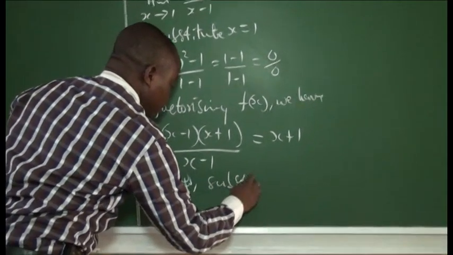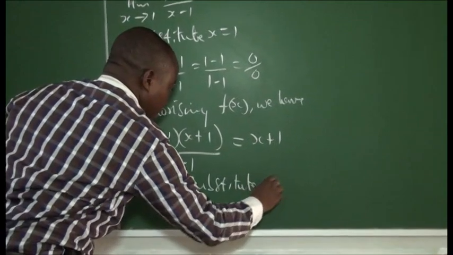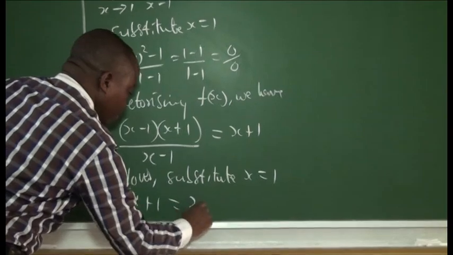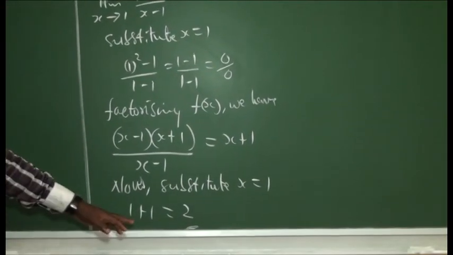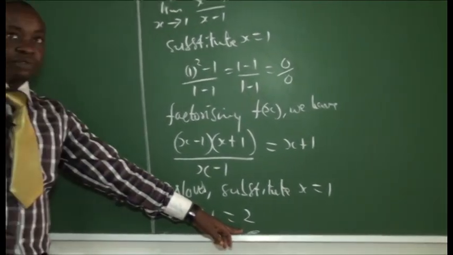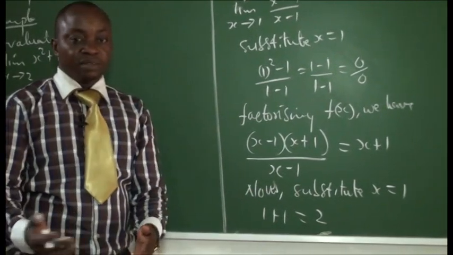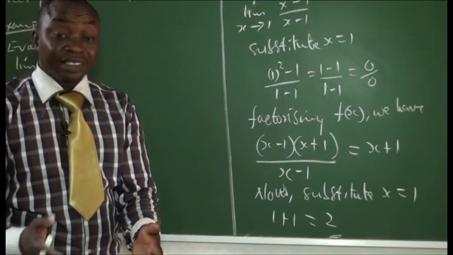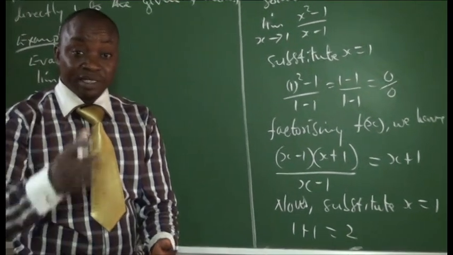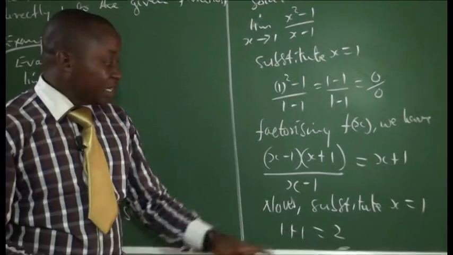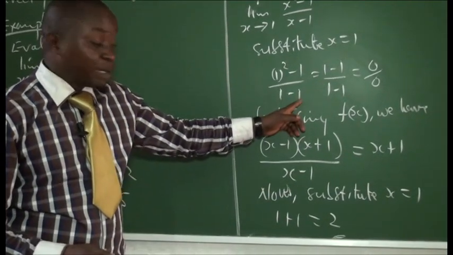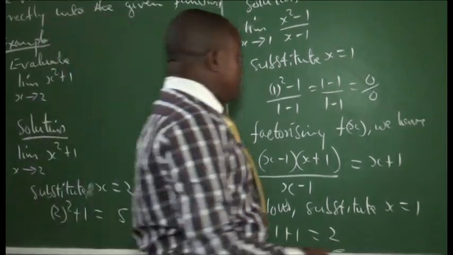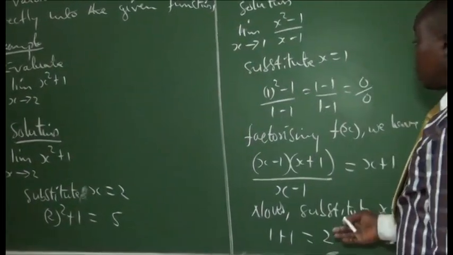So now substitute x equals 1. Here we'll have 1 plus 1, which is 2. Now this is the limit. And in that tabular approach, if you go back to your book, what you have written, because I told you from the start that you should write everything down, you see the limit was 2. So that is the substitution method.